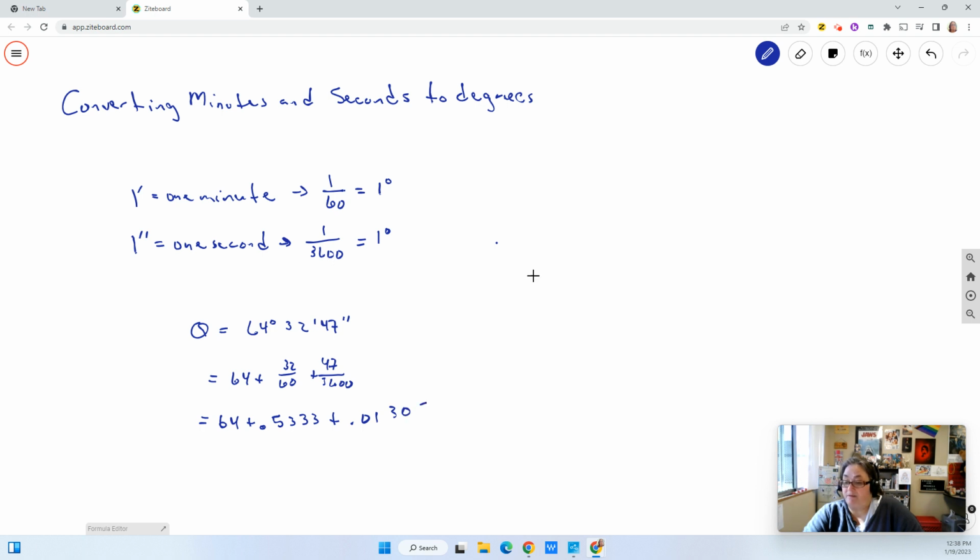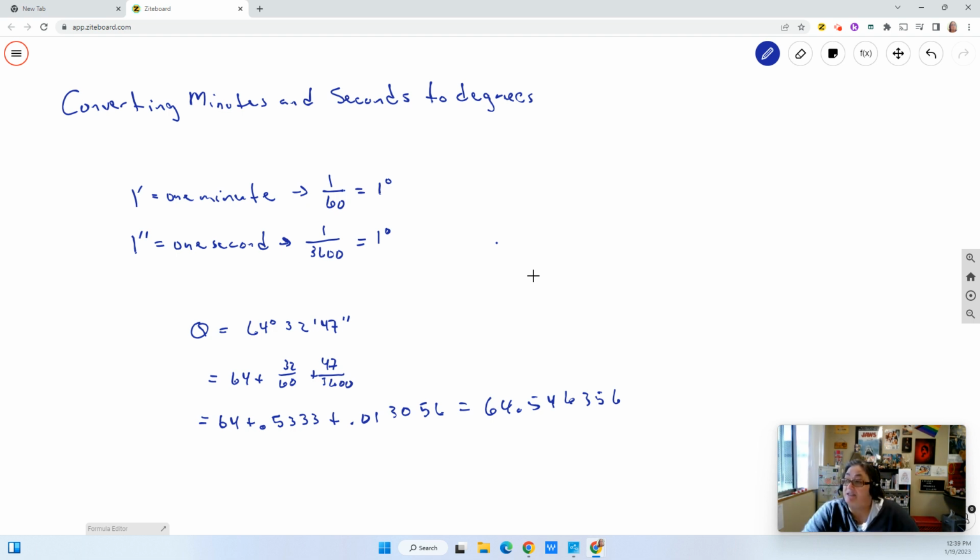And I'm going to get plus 0.0130. It's 5.5555, so I'm just going to put it as 5.6. So I just rounded up. And then once I got that last number, I'm just going to add them all together, and I get 0.5333 plus 64, and I get 64.546. I could go forever. But you get the idea, right? You're just adding these fractions to it to get these partial degrees that add to it.